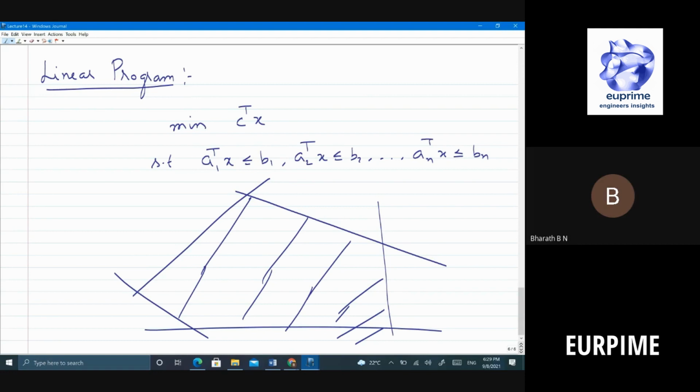Maybe a pentagon. I have to pick a point in the pentagon that maximizes C transpose X. C transpose X is a plane, right? The height will give you the value of the function. Now, what do you think is the optimal solution? Can you guess? Of course, I won't prove anything mathematically here, but I'll give some intuition.